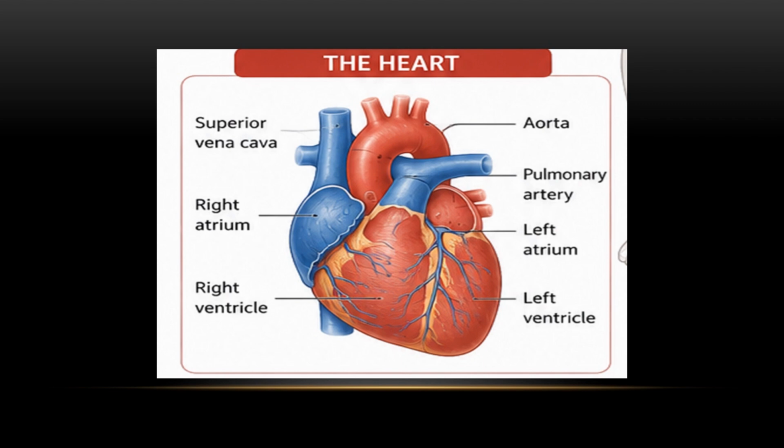The heart is a muscular organ with two atria and two ventricles. The right and left sides of the heart are separated by the septum, the interatrial septum and the interventricular septum.